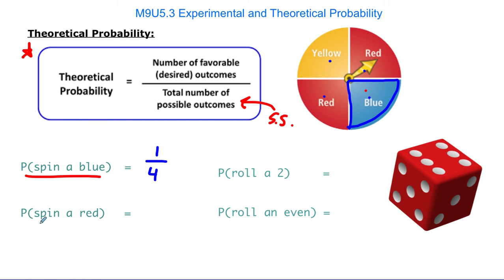This guy, to spin a red, should have done that in a different color. To spin a red, well, there's two outcomes that would work for that. It's either this section or this section. So it's 2 out of 1, 2, 3, 4. So 2 out of 4 sections would work for us. So that's 1/2, 0.5, or 50%. Right? That's the probability. Cool. So let's call that 50%, just so you see that they can be in fraction, decimal, or percent form.